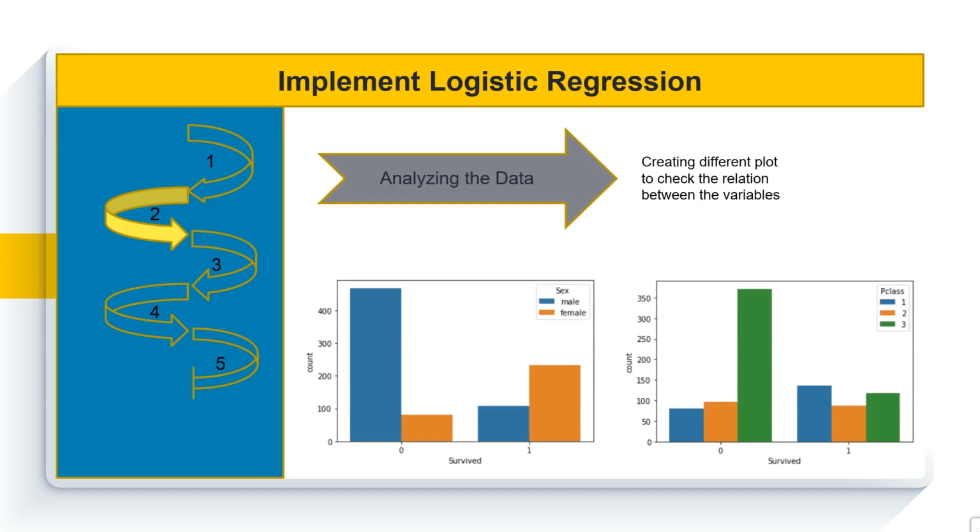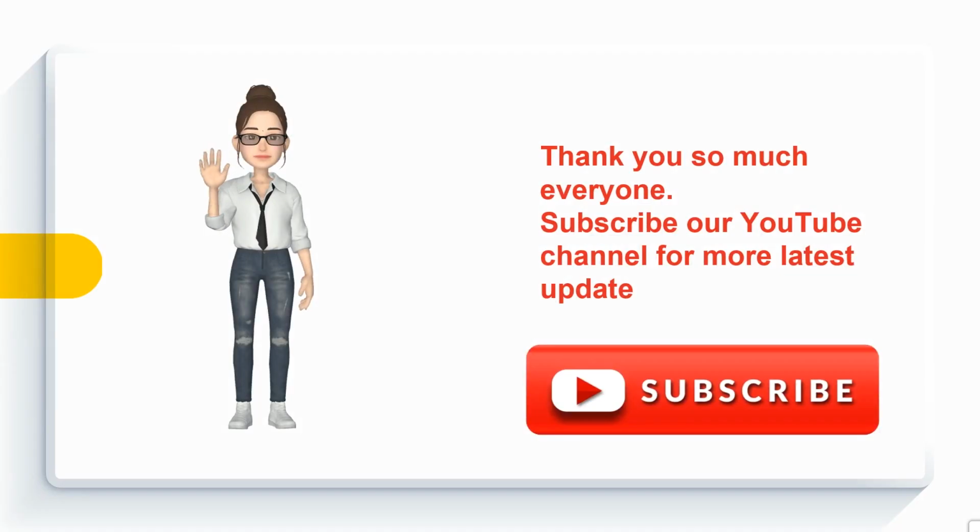So we have analyzed the data and we have seen quite a few graphs from which we can conclude which variable is better than another, or what is the relationship they hold. In the next session, we'll work on the next step.